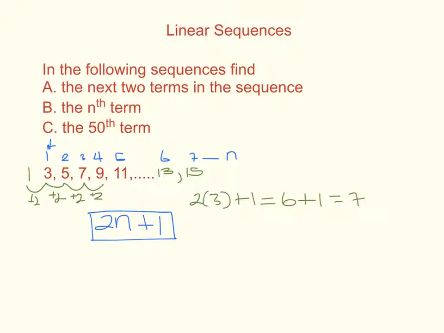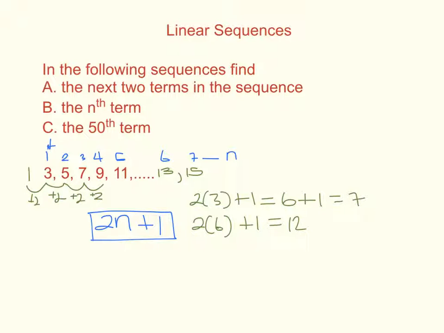Let's try a different one. Let's try when n is equal to 6. Now my answer should be 13, so let's have a look and see. In other words, replace this n with the number 6 and I should get 13. So 2 times 6 plus 1 is equal to, well, 2 times 6 is 12. I'm using BIDMAS. You can't just add first, you have to multiply first. 2 times 6 is 12. So there's my 12.